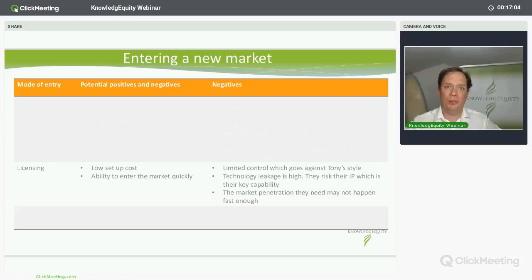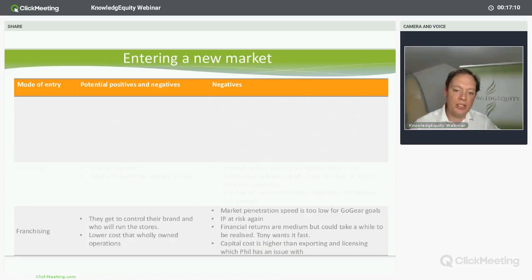But you could argue all of the options are not fast enough because Tony's goals are just far too aggressive, aren't they? Franchising, interesting one. They get control of their brand, which is something they seem pretty keen about. And who will run the stores? It's a lower cost than wholly owned operations. The market penetration speed is probably too low for Go Gear's goals. There is a bit of technology leakage again.